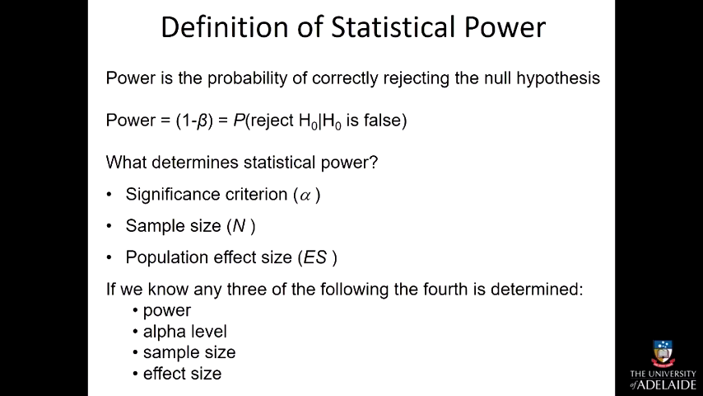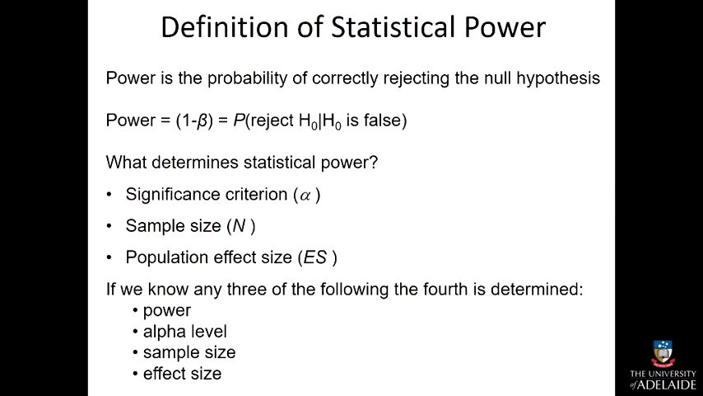So what determines statistical power? The significance criterion we adopt, because, as I say, there is a trade-off. These things are all related to each other. If you set your significance criterion really stringently, then the probability that you will make a type 2 error increases. So you reduce the chance of a type 1 error but increase the chance of a type 2 error.